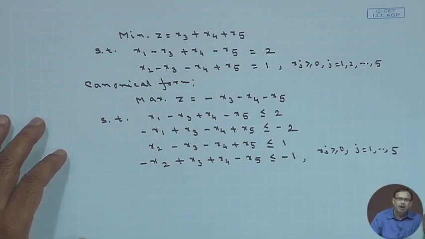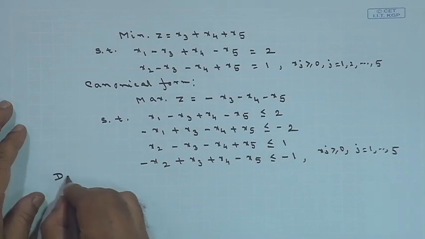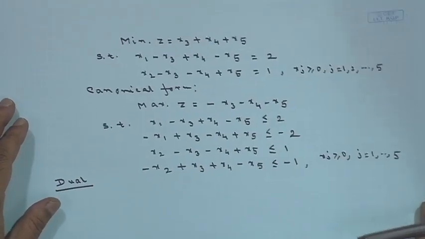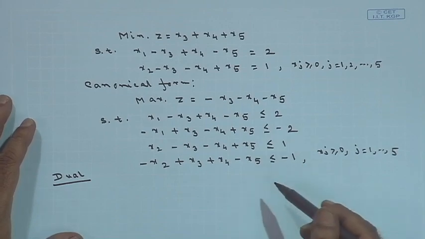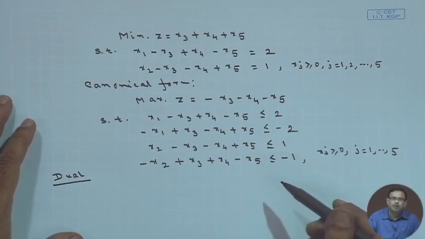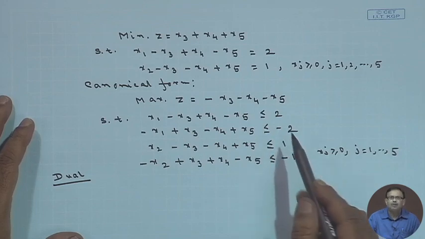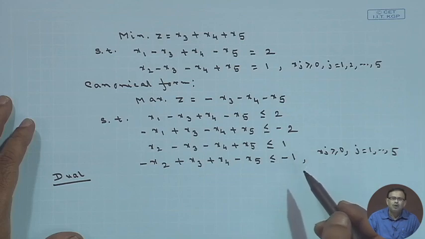So, from the canonical form, now you can write down its dual. Let me write down its dual here itself. That is, its dual will have how many variables in that case? The number of variables of the dual depends upon how many constraints there are. Since in the canonical form we have 4 constraints, there will be 4 variables in the dual problem.